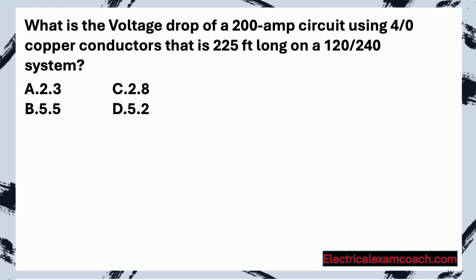What is the voltage drop of a 200 amp circuit using 4/0 copper conductors that is 225 foot long on a 120/240 volt system?